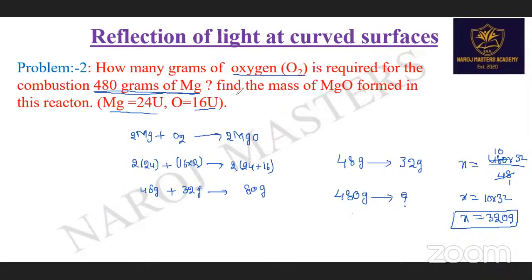But what is the next question here? Find the mass of MgO formed, the magnesium oxide formed in this reaction. So 480 grams plus oxygen 320 grams. How much is it in total? 480 plus 320 is 800 grams. So in this reaction, 800 grams of magnesium oxide is formed, and the amount of oxygen required is 320 grams. Look at the next problem.